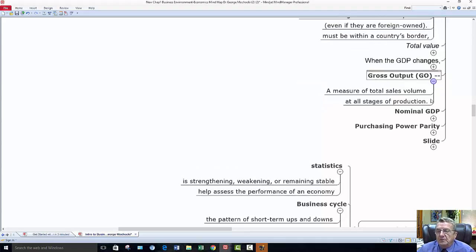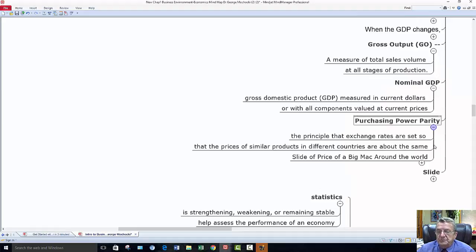Okay, so I've got gross output, we've got nominal, and then I basically got purchasing power. Now, the purchasing power, I'm going to go through it. We talked about the principle that exchange rates are set so that the price of a similar product in different countries is about the same. Remember, what's the dollar worth versus the peso, or one currency versus another? That's where the parity, the purchasing power, comes in.